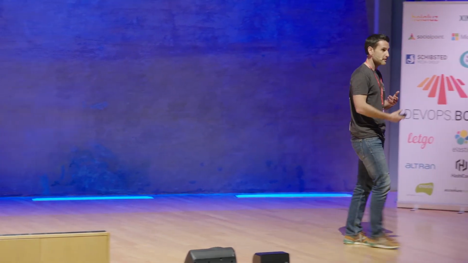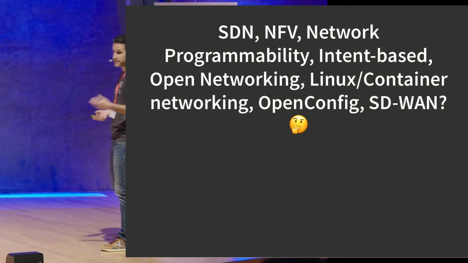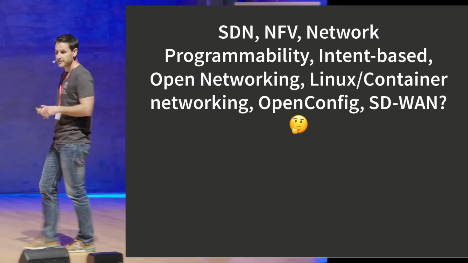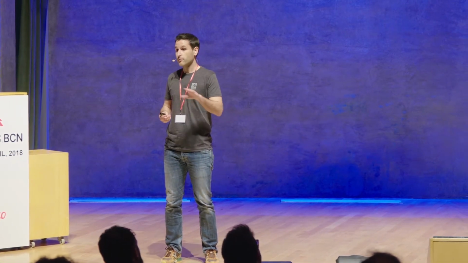We could talk about other cool topics, because DevOps is starting to move things in networking. There are cool words like SDN, network programmability, intent-based networking, open networking, Linux, SD-WAN, OpenConfig. Cool stuff that is going on in the networking area. But this is not going to be our focus today. If you want to learn more about this, there is a meetup here in Barcelona about SDN and network programmability.